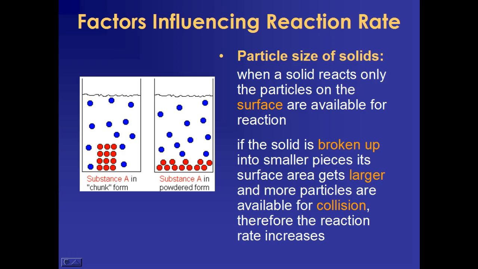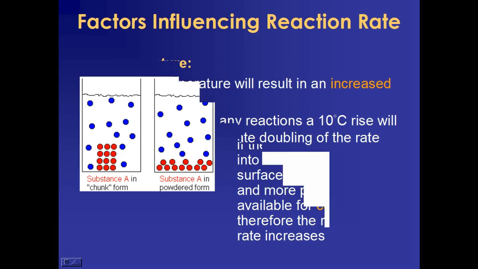chunk form. You can only react with what's available for interaction, and so when you have it clumped together, I know when I bake, if I'm using something that can clump, I try to break up those clumps beforehand, because I know it's going to take longer to prepare the mixture when it's kind of clumpy. So the more particles that are available for interactions, the more particles are available for collisions, and that's going to help to facilitate your reaction rate becoming faster.